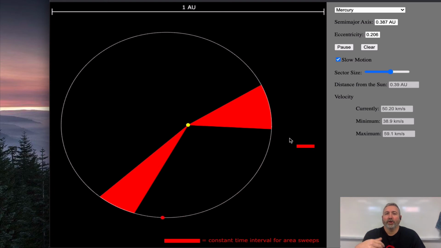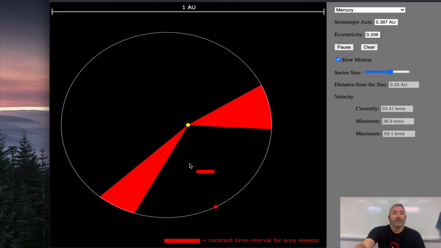For 10 days' worth of Mercury's orbit on the right-hand side, it travels much farther than it does down here on the bottom. But the area of this red wedge and the area of this red wedge are equal. You can think of them as areas of triangles, even though one side is not quite straight. So 1/2 base times height: the closer it is to the sun, the shorter the height, but the wider the base.